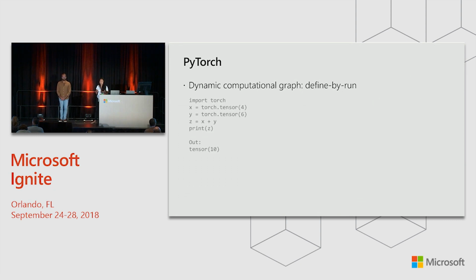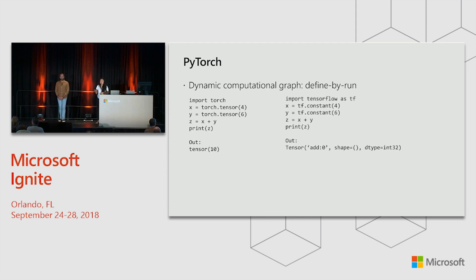So we can take a look at how this looks in PyTorch. So if you create x and y, which are basically scalar values 4 and 6, and then you add it, you can immediately print out z and get 10. Or in this case, the tensor version of 10. You can put that to NumPy really easily with a call to NumPy.